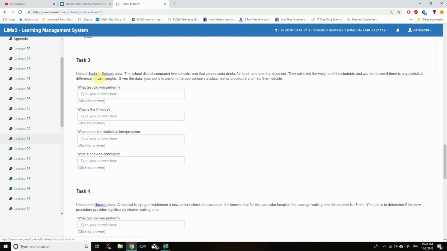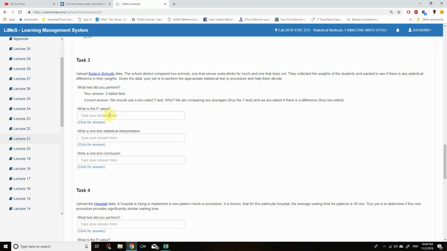Upload the soda in schools data. The school district compared two schools, one that serves soda drinks for lunch and one that doesn't. They collected the weight of the students and wanted to see if there is any statistical difference in their weights. So this is the case of a two-tailed t-test, since we are just trying to see the statistical significance in the difference of averages.